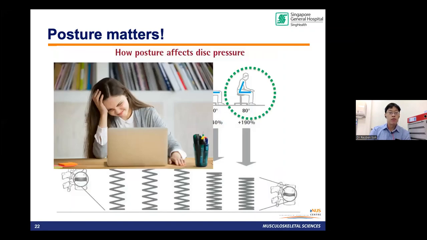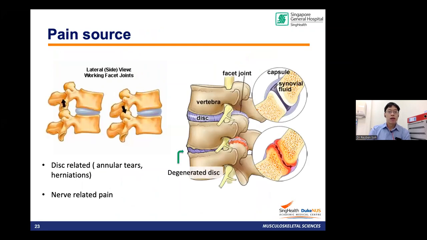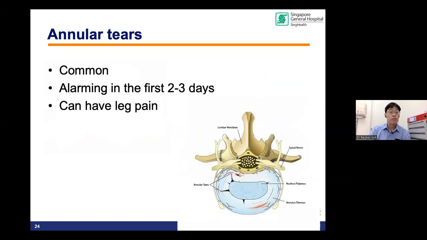And of course, you have a very, very unhappy situation following that. Now, the pain sources, of course, can be the facet joints or the disc. And in general, I find that many of our patients come with disc-related problems, such as annular tears, and of course, a degenerated picture where it is very worn out. This is also seen in a slightly older age group, which Dr. Fong will cover later on.